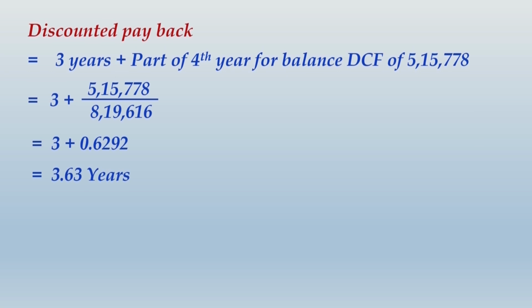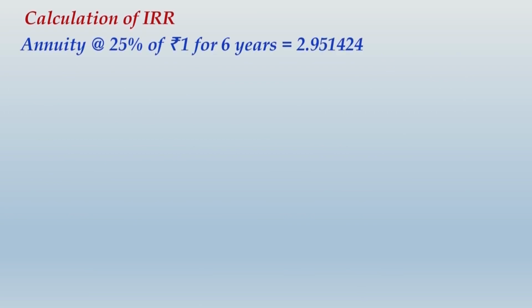Alright friends, once you have completed the calculation of discounted payback, let us move ahead, and now what we do is we go for IRR calculation. Annuity at 25% of rupee 1 for 6 years is 2.951424.